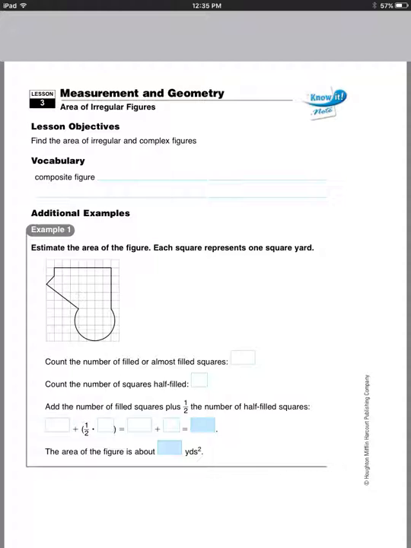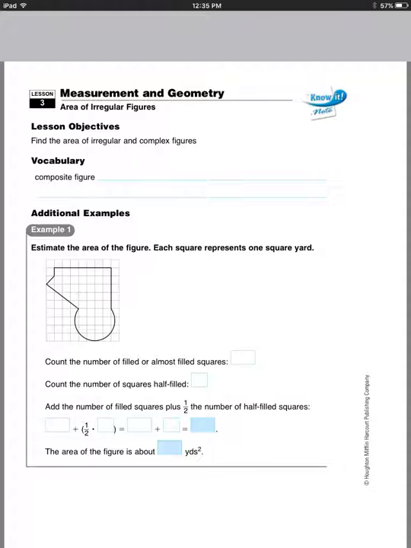So, estimate the area of the figure. Each square represents 1 square yard. So what we can do with this is we need to count the number of filled or almost filled squares. So 1, 2, 3, 4, 5, 6, 7, 8, 9, 10, 11, 12, 13, 14, 15, 16.